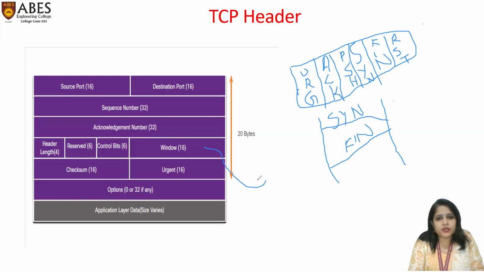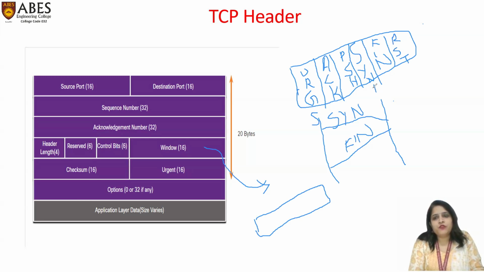Next one is the window field. This is a 16-bit field. Basically, this represents the receiver window size, right? When the TCP protocol establishes the connection between sender and receiver, at the time of connection establishment, both sender and receiver can send their window capacity to send and receive packets, right? This is the window size.